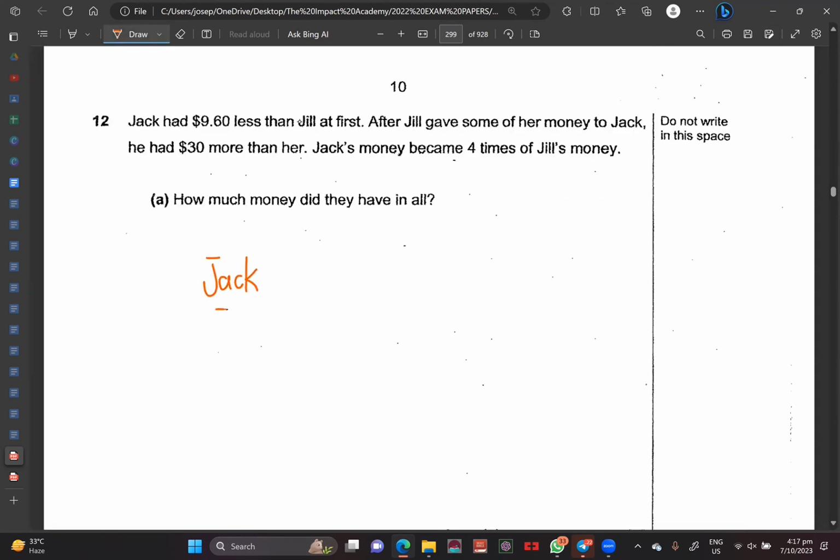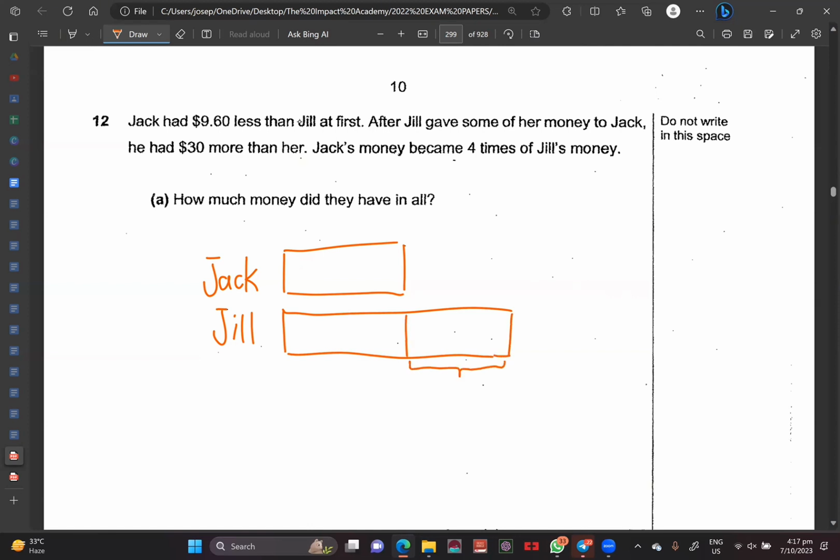Jack had $9.60 less than Jill. So for Jack himself, it will be smaller than Jill. And I want to make sure that my model is always drawn big. Numbers always on the outside. Okay, why numbers on the outside? So that I can split this up into whatever parts that I want, which gives me the flexibility.